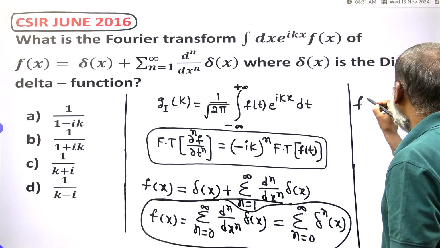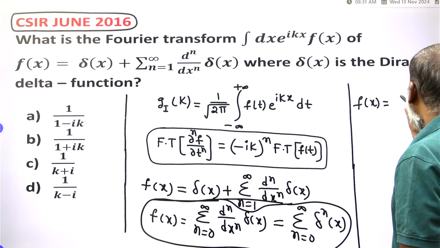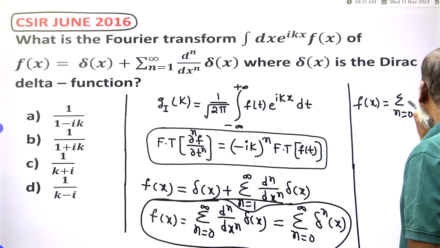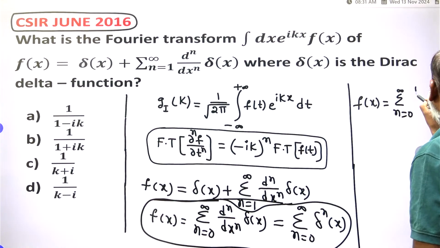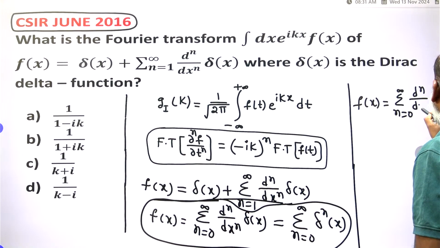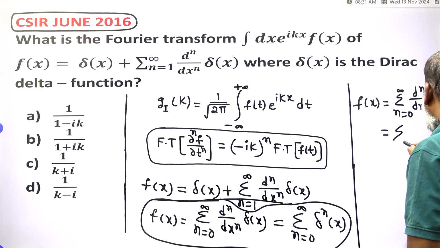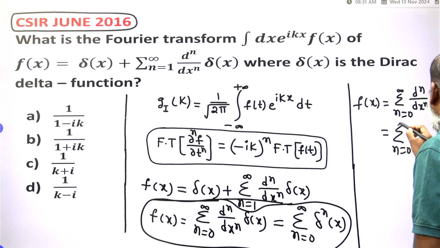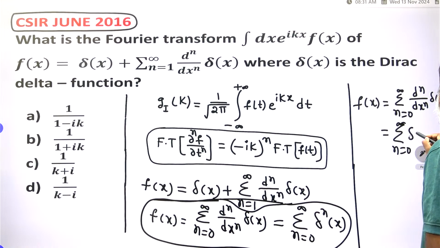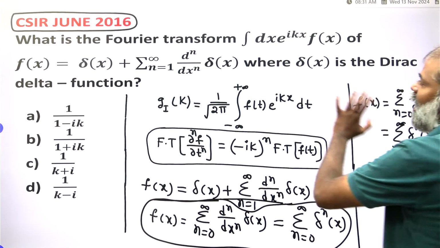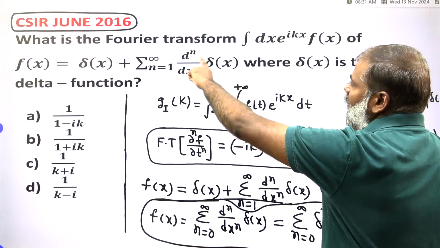f of x is equal to summation n equal to 0 to infinity, d to the power of n divided by dx to the power of n into the Kronecker delta of x. I am writing summation n equal to 0 to infinity, Kronecker delta to the power of n of x. Clear? Once you know f of x, then what do we have to calculate?